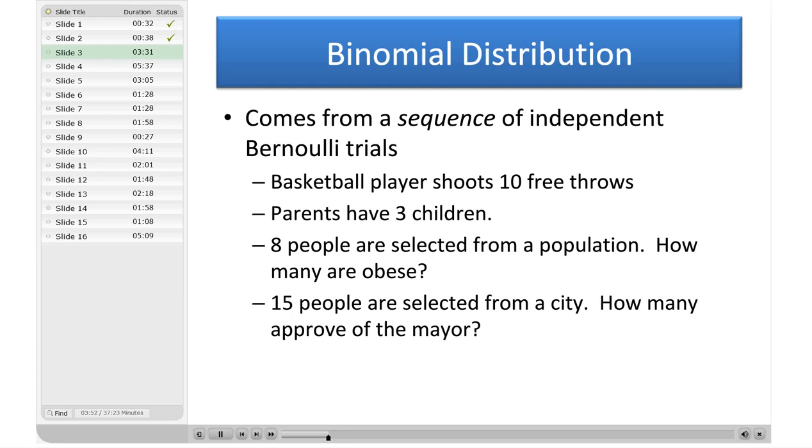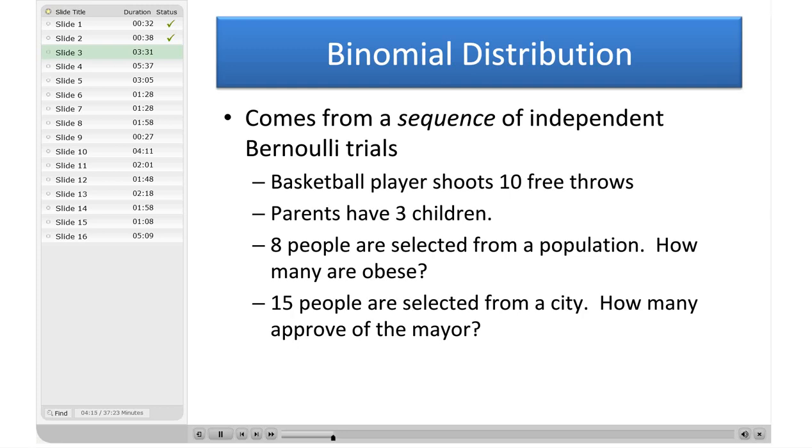Again, what are we interested in? We're interested in counting the number of people in the sample who are obese. And that number is going to be somewhere between 0 and 8. So it's a random variable, and that random variable is going to have a binomial distribution. So we'll be able to use the binomial distribution to calculate probabilities involving this random variable.